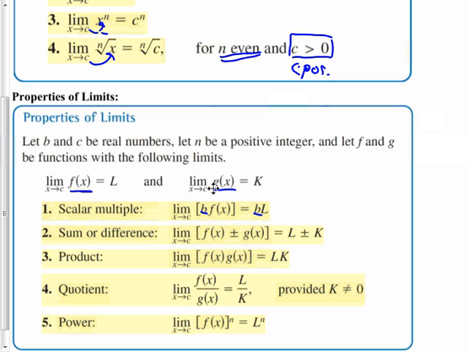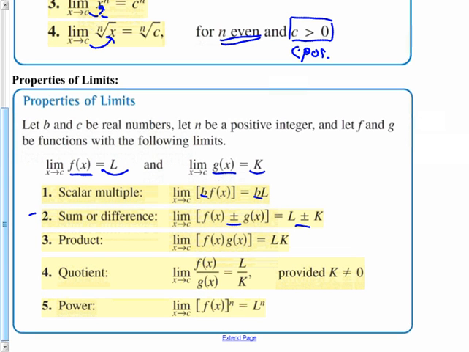Now if we're adding or subtracting, on part 2 here, the sum and difference, the limit of f of x plus or minus g of x as x goes to c equals L plus or minus k, right? It's going to match whichever one. So if we're adding the functions together, then we're adding their limits together. Product, the limit of f of x times g of x as x goes to c is L times k. They're going to multiply.